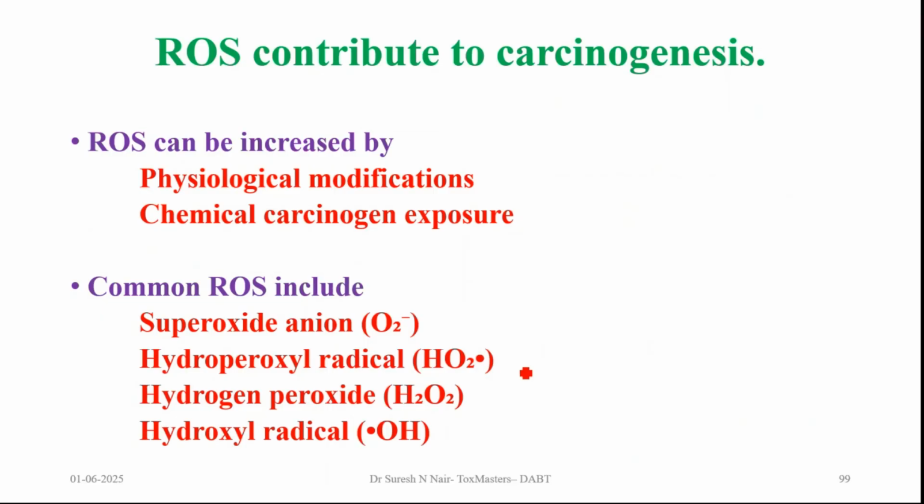Then the next important reason for carcinogenesis is ROS, or reactive oxygen species. Okay, reactive oxygen species, you might have heard about it because antioxidant drugs are a hot area of research, not only in carcinogenesis, but in the implication of so many other lifestyle diseases also. The common ROS include the superoxide anion, hydroperoxyl radical, hydrogen peroxide, and hydroxyl radical.